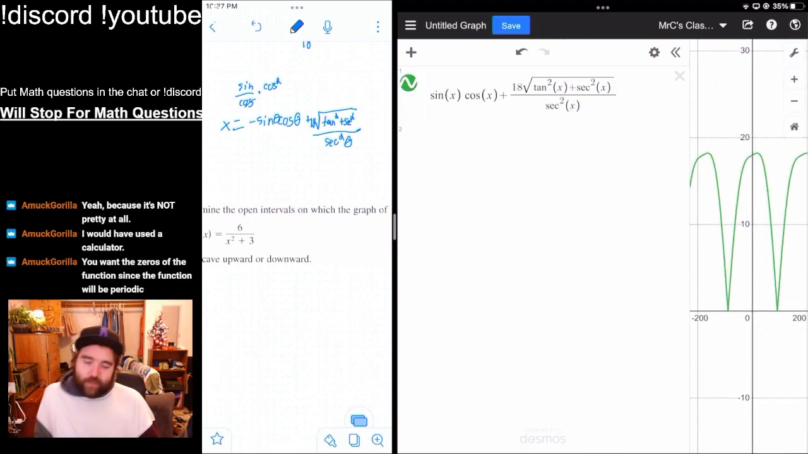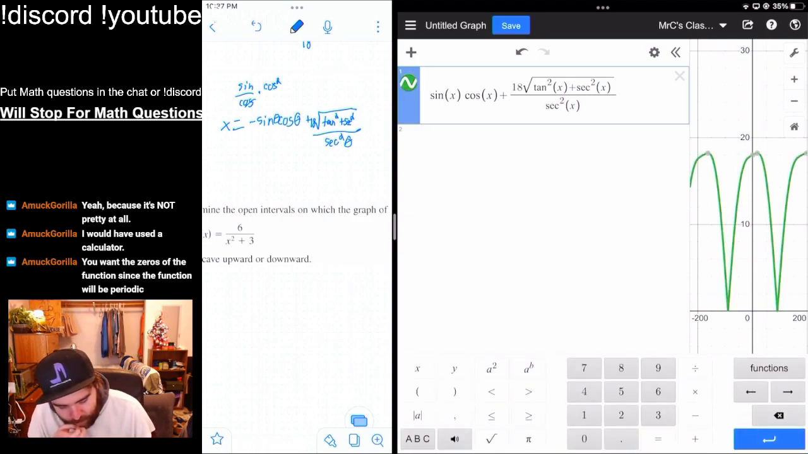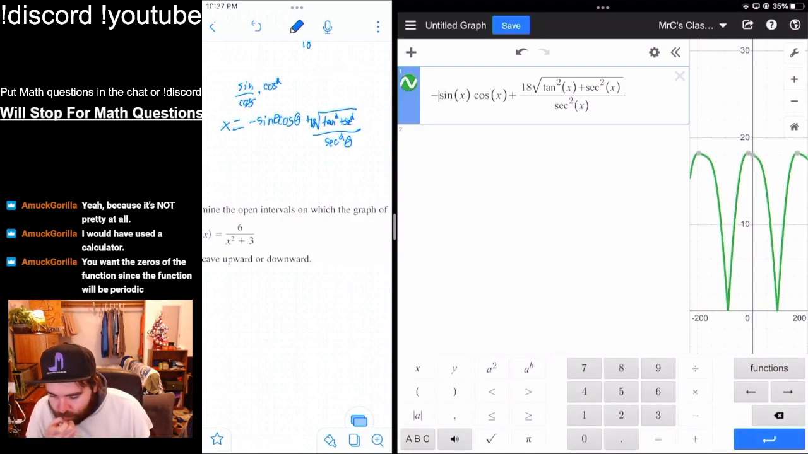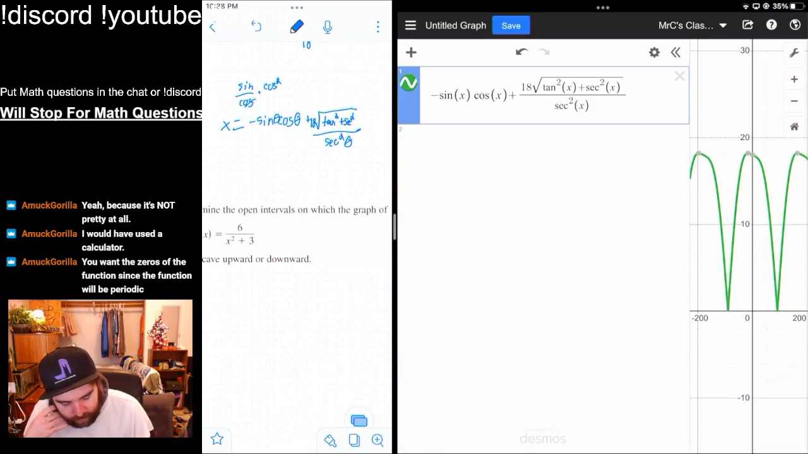So we just solved for x wrong. That was crazy. You want the zeros of the function since the function will be periodic? We weren't looking for the zeros though. We wanted to maximize that function, because we never even took the derivative of it. So yeah, the zeros are just like at 90, because that's when it's going straight up and down.